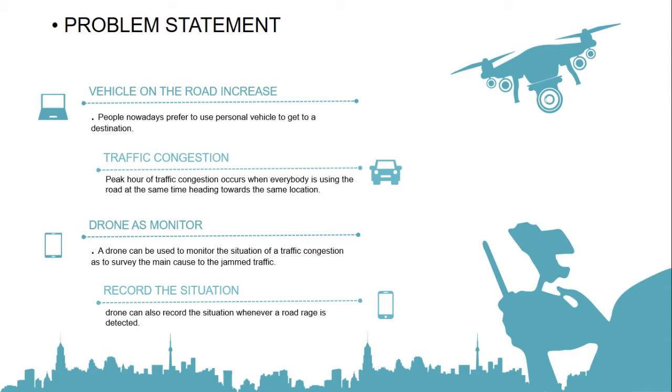The third point is drone as a monitor. A drone can be used to monitor the situation of traffic congestion and survey the main cause of the traffic jam. When an emergency is detected, suitable action can be taken by the authority to handle the situation. The last point is that a drone can record the situation. The drone can also record the situation whenever a road crash is detected. This will help the victim get proof of what happened to them, besides recording the situation using a dashcam in their own vehicle.